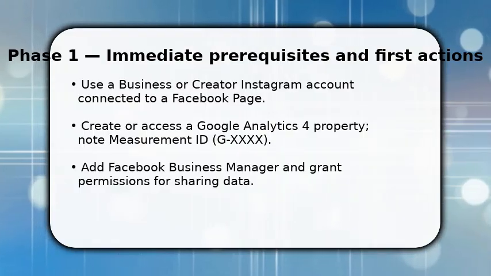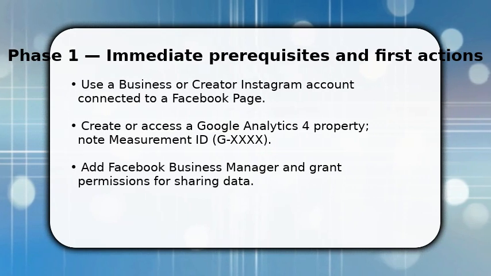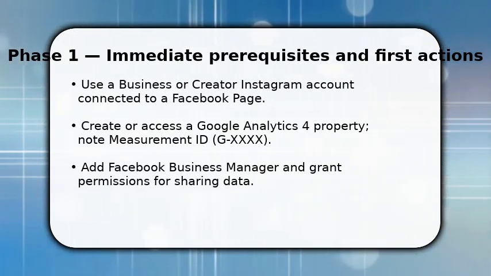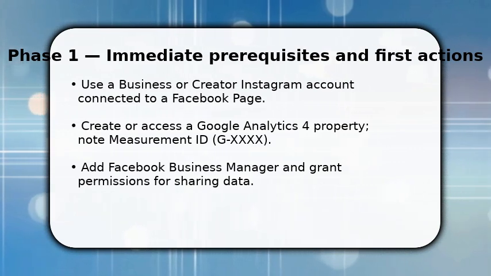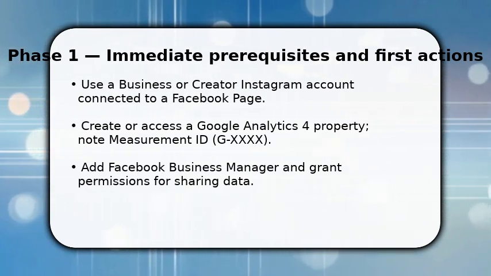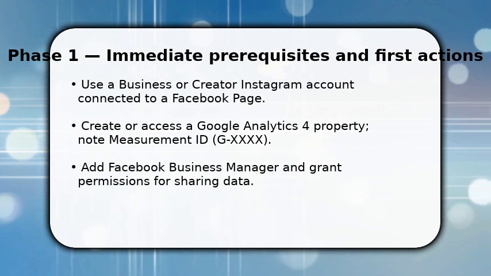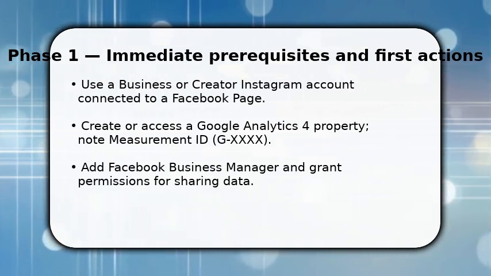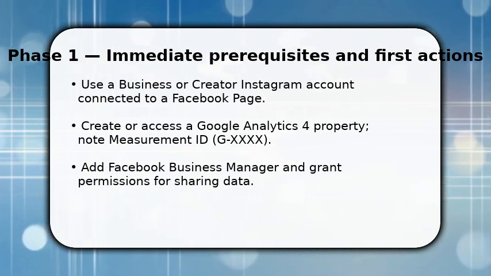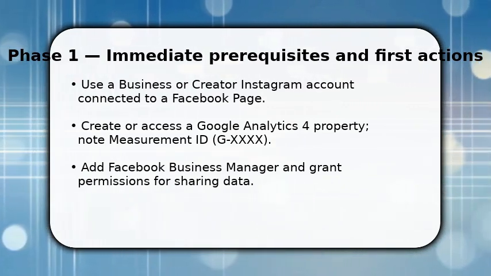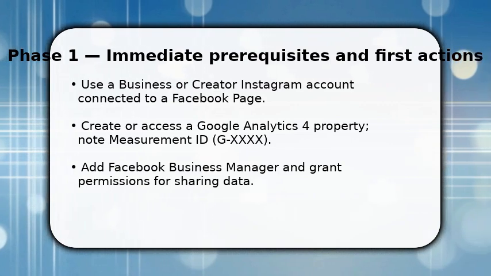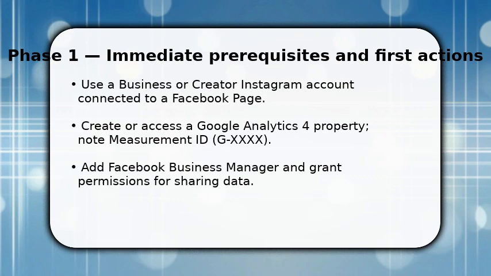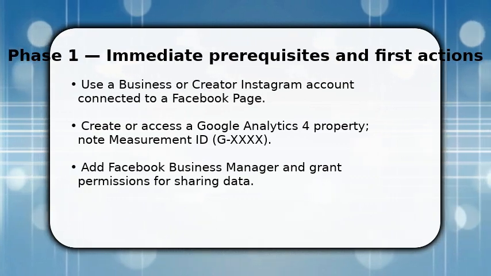You start by making sure your Instagram is business or creator, linked to a Facebook page. This unlocks insights that you can forward. Next, create or open a Google Analytics 4 property and copy the measurement ID. You'll need it in a moment. Then open Facebook Business Manager and grant permissions to integrate data sources. Without permissions, data won't flow. Once done, you're ready to move into the connector steps that actually send Instagram behavior into Google Analytics.